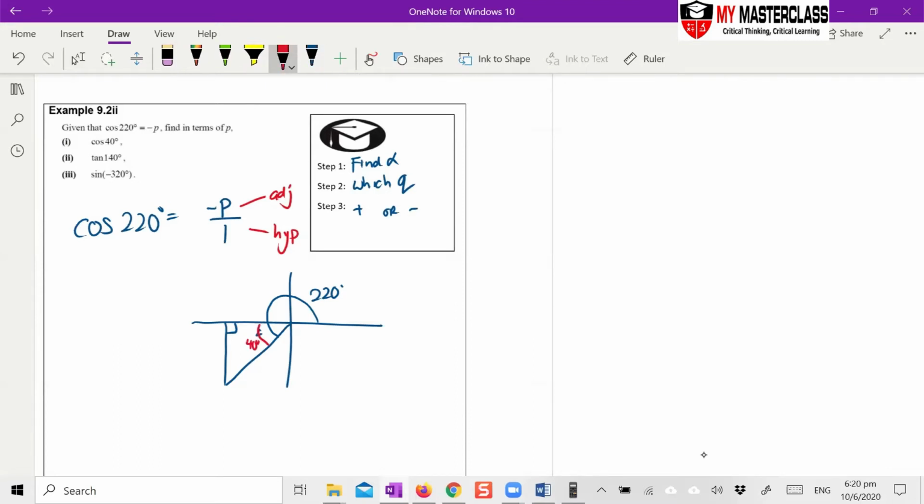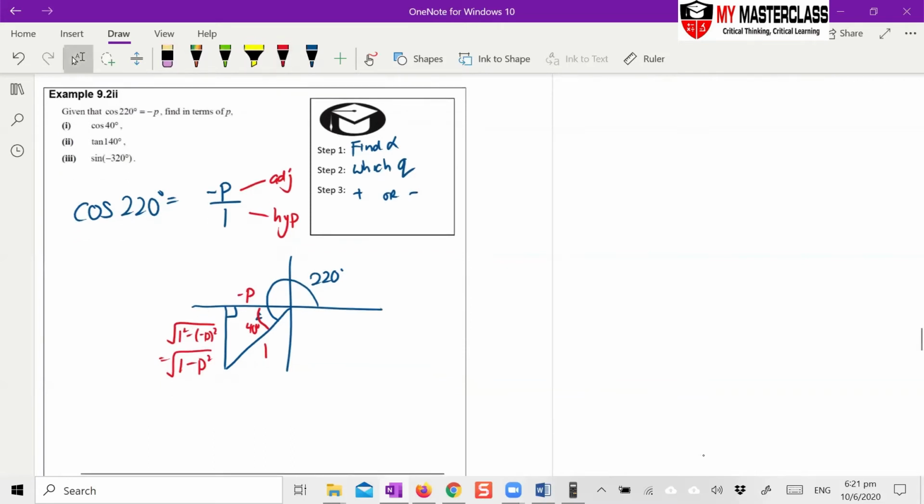So minus p is the adjacent. So this part is negative p. Hypotenuse is 1. So use Pythagoras theorem. This guy is 1 square minus negative p square. So this guy is the square root of 1 minus p square. Very important to get this, because once you have that already, you can do anything.